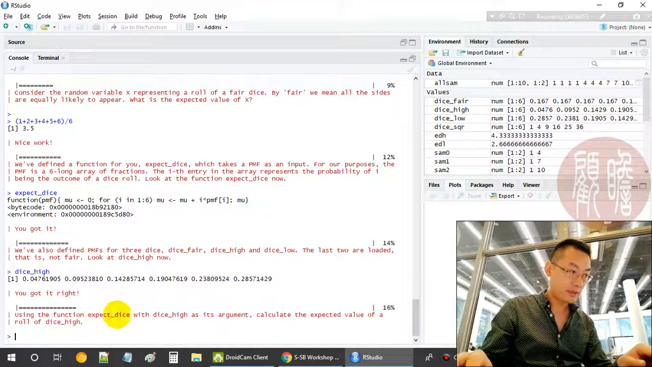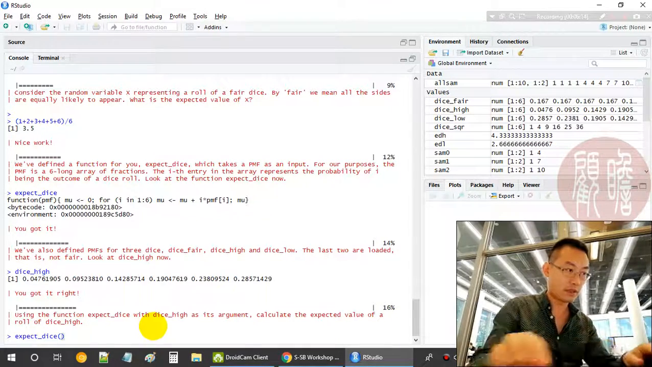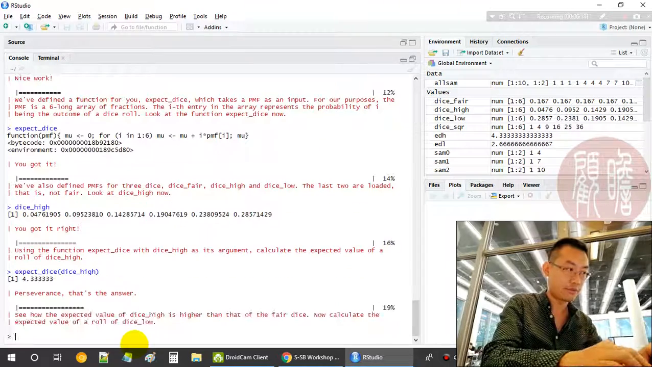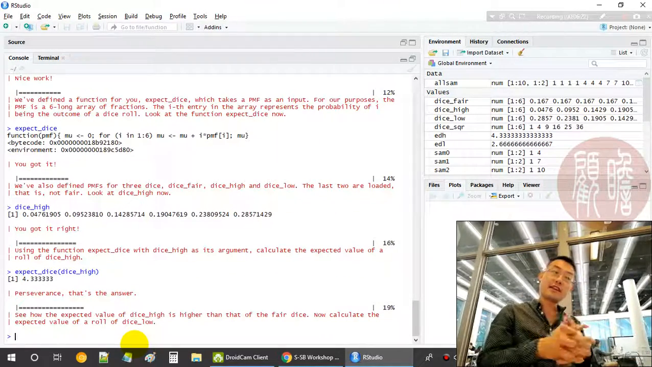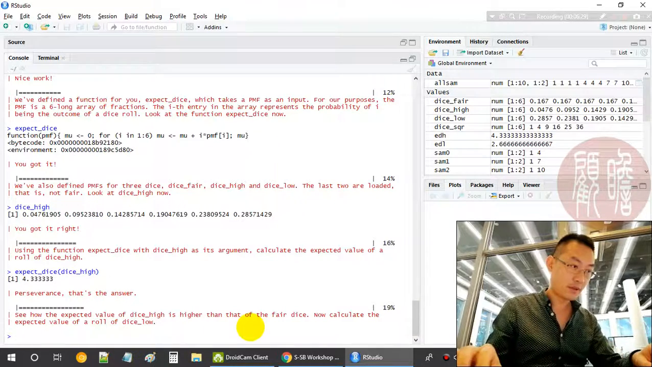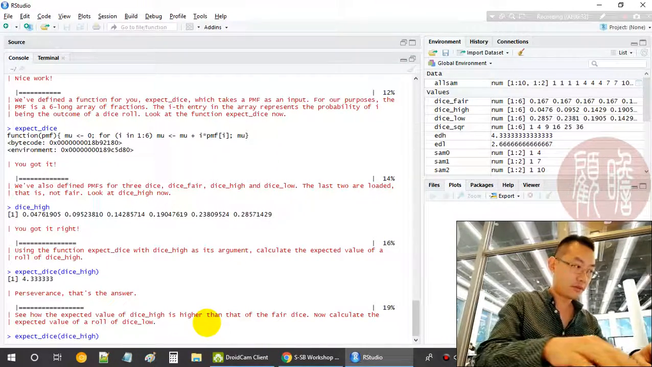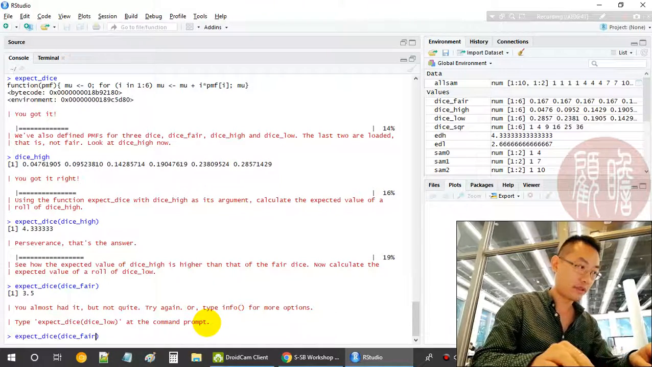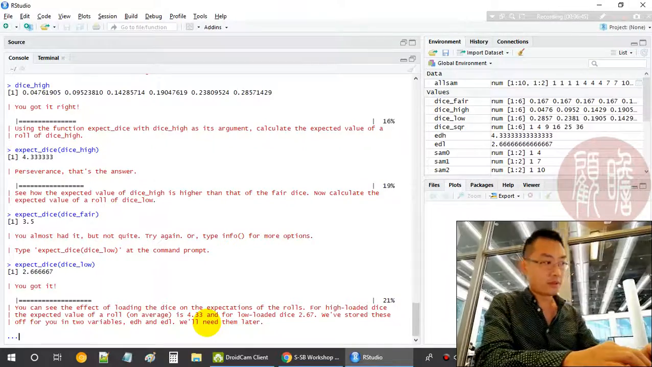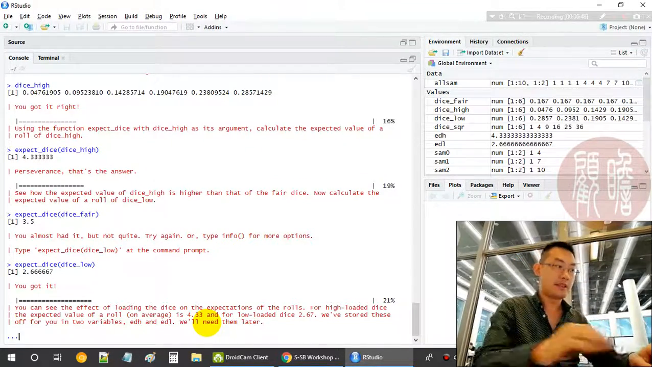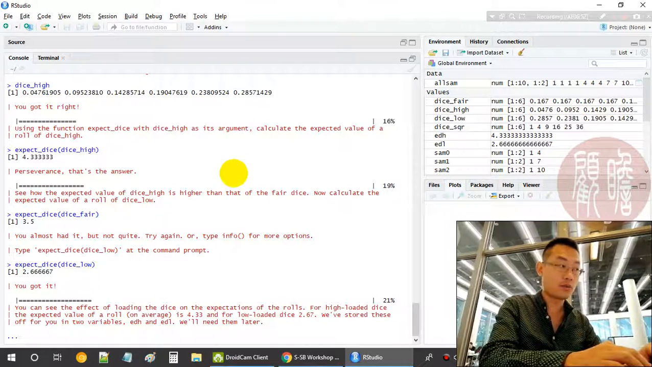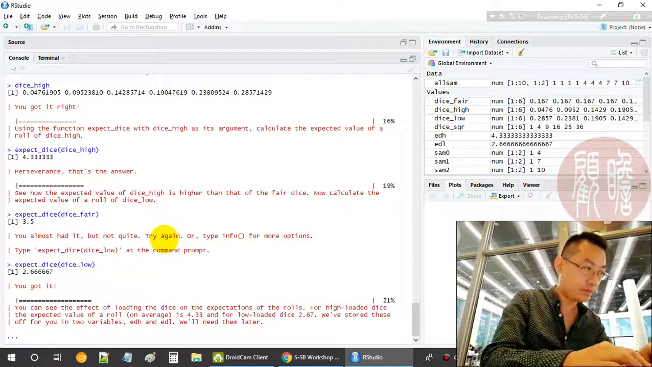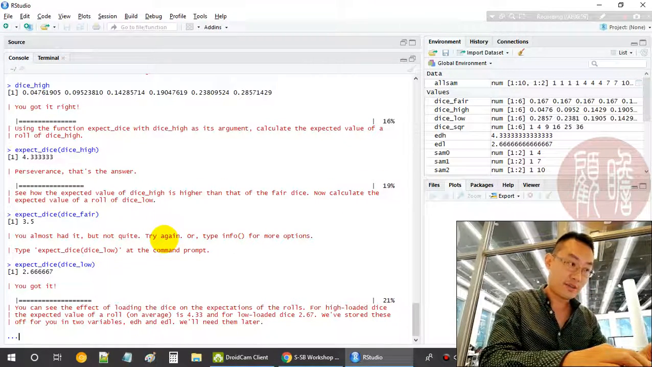The function expect dice takes the probability mass function and calculates the expected value of a roll of the dice. For dice high, the expected value is no longer 3.5, it will be 4.3. Now dice low. No, let's take the fair one first. Have a look at the fair: it's 3.5. Now dice low, what's the value? 0.66, which is lower than 3.5. Yes, it's determined by the probability function. It's no longer equally distributed. Now you can see the effect of loading the dice on the expectations.